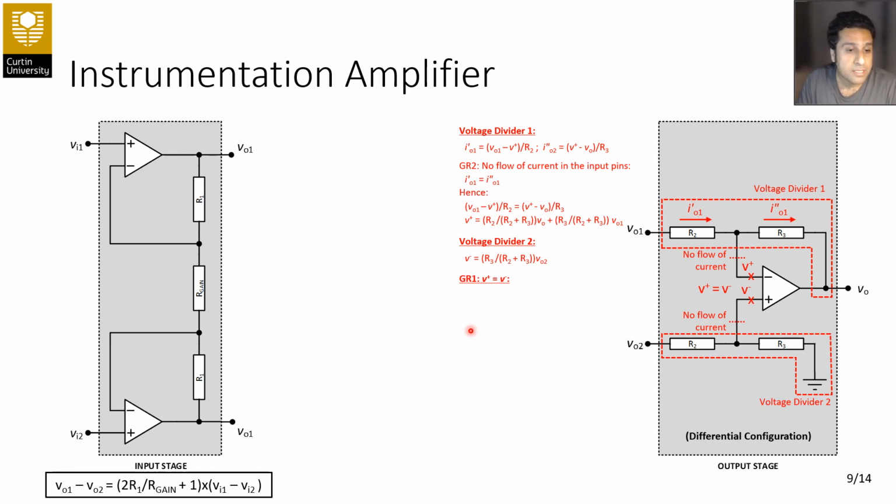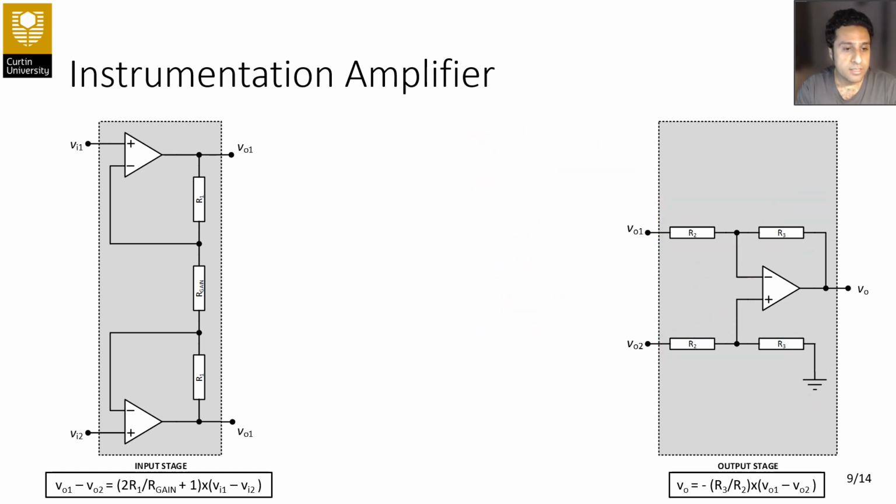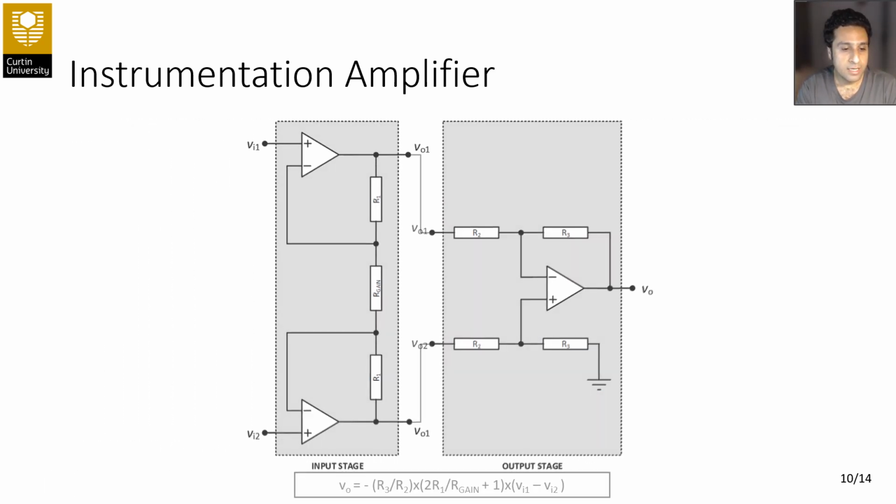And based on the fact that we have from the first law that V plus is equal to V minus, we can simplify, put the right hand side of this equation here and make them equal to each other, and from that we can find the overall gain of the second stage, and here's the overall gain of the second stage. So the last thing is just to merge up these two stages like this, and we can actually find the overall gain of the instrumentation amplifier like this.